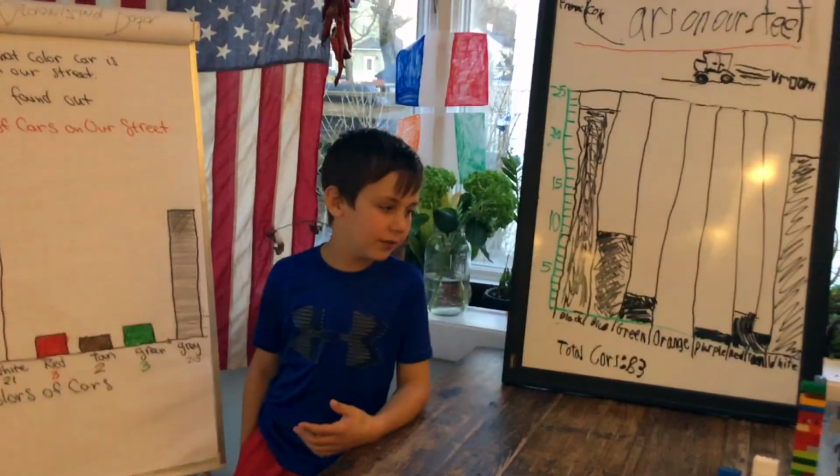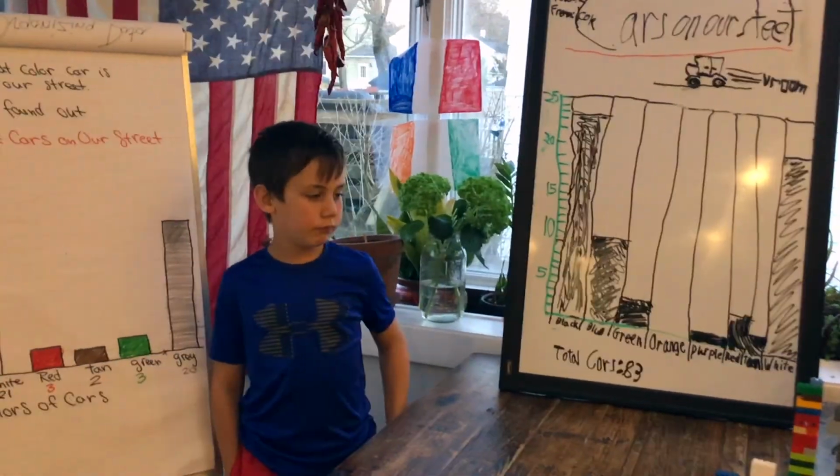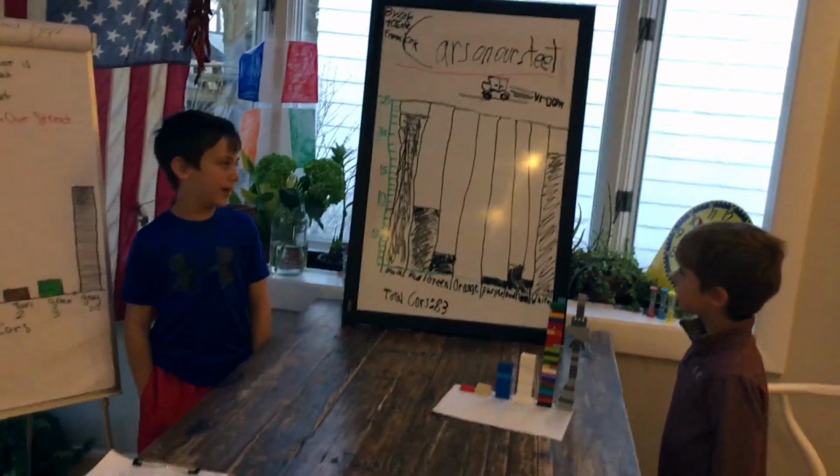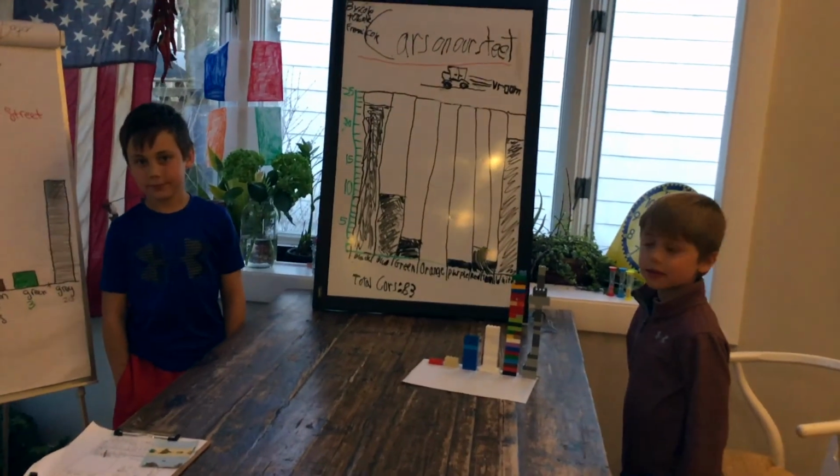Pretty good. What can we do with this information? What does this tell us about the people on our street? It tells us that a lot of people like black, white, and gray cars. Not a lot of flashy folks over here.